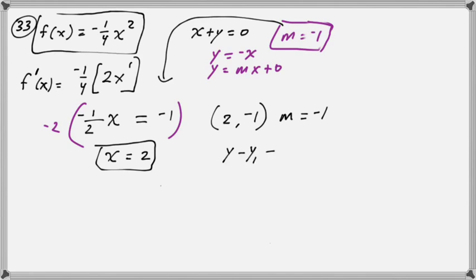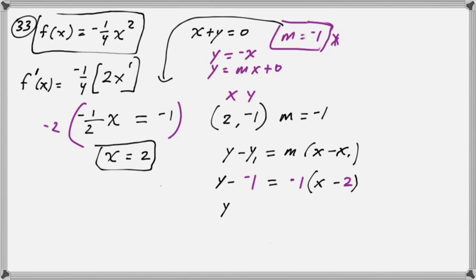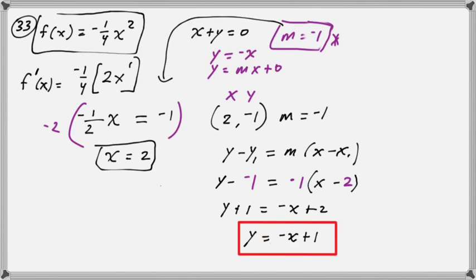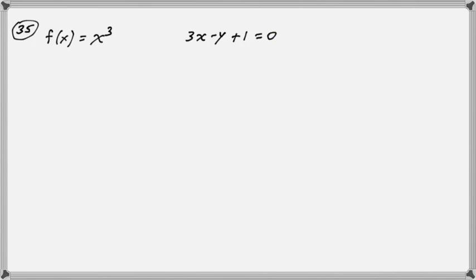So y minus the y value is equal to m times x minus the x value. This is how we write equations of lines. The y value is negative 1. The x value is 2. The slope is negative 1. So I get y plus 1 equals negative x plus 2. If I subtract 1, I get y equals negative x plus 1. That would be the equation of the tangent line to f of x that was parallel to the line that was given. Okay, after 33, we're going to 35.